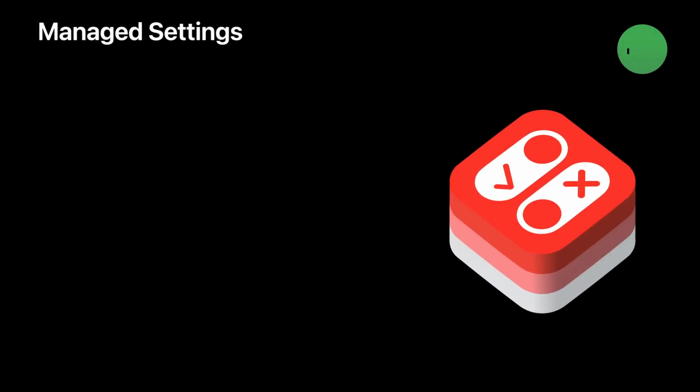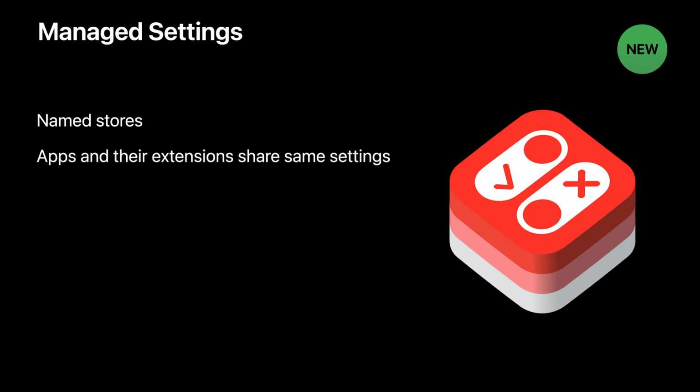Now, in iOS 16, you can create up to 50 Managed Settings Stores per process, each with their own unique name. These named stores are also automatically shared between your app and all your app extensions.